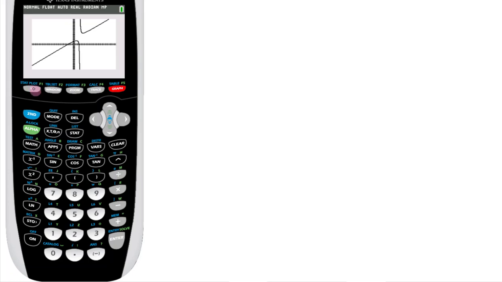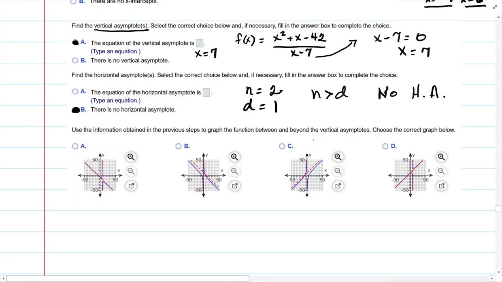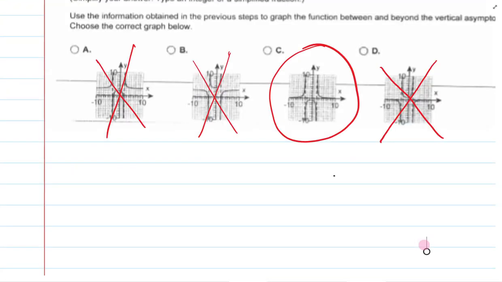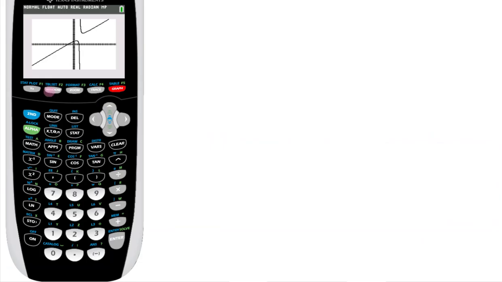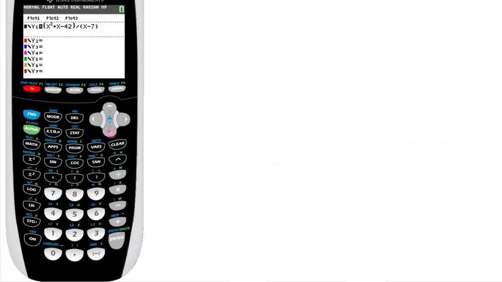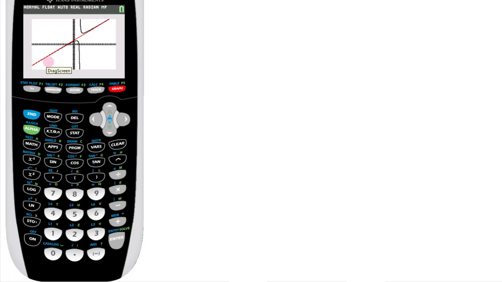Now we had that the slant asymptote was, let's go back. You don't have to type this in, but I want to show you. It was y equals x plus 8. Now, if you graph it simultaneously, do you see that graph is extremely close to that. We had a vertical asymptote right here.